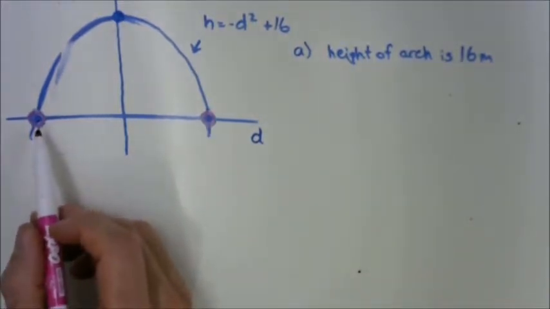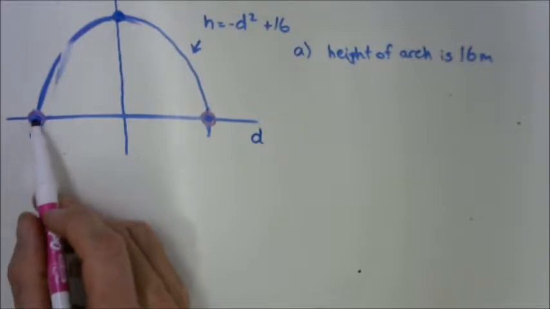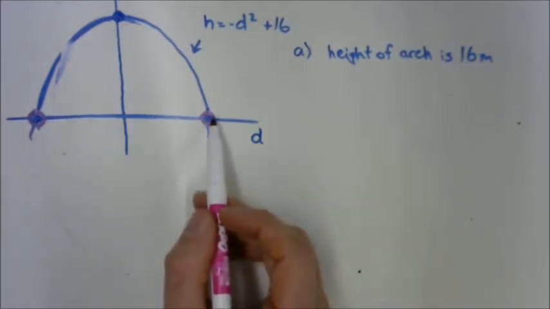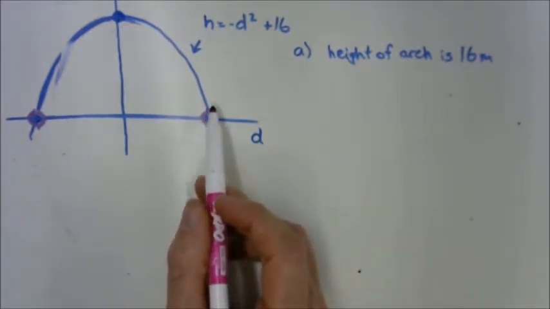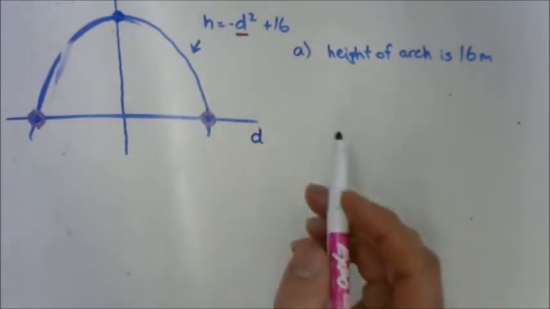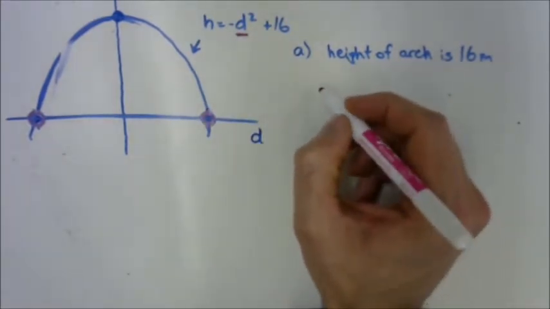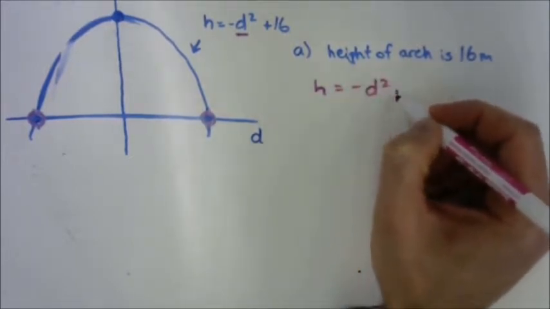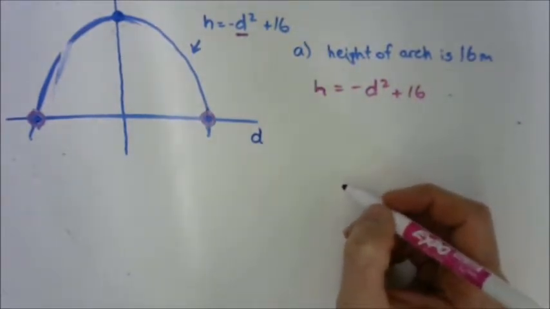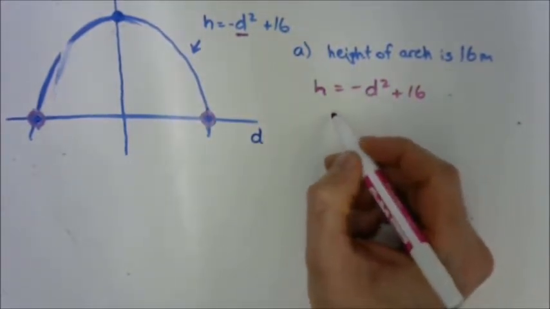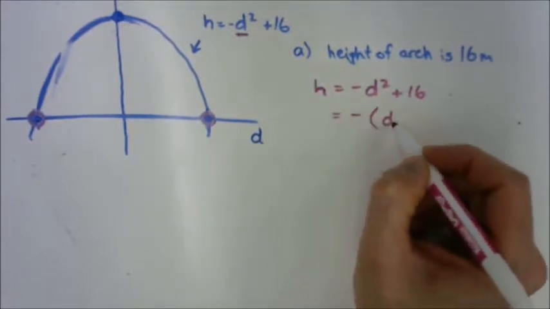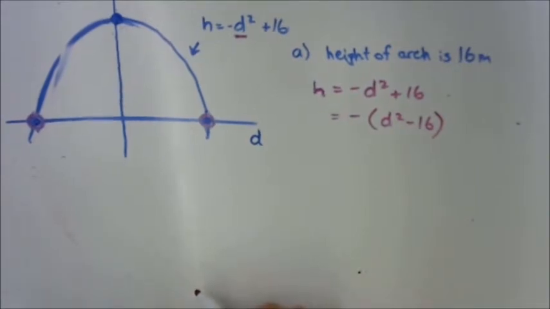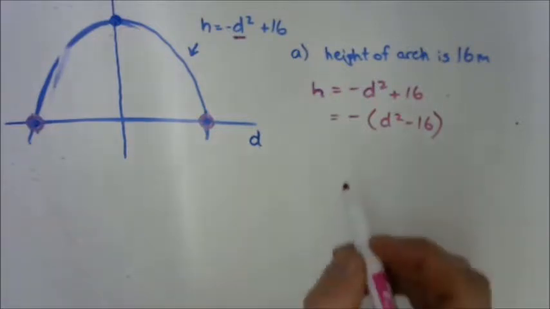So basically what we're finding is the height of the arch right at this point is 0. When the arch hits the ground, the height is 0. Same over here, it's 0. So we're finding what d is when h is 0. All we're doing is putting this in factored form. We've got h equals negative d squared plus 16. We don't really like this negative sign out front, so we're going to factor that out. It's going to leave us with d squared minus 16, with an invisible negative 1 out front.